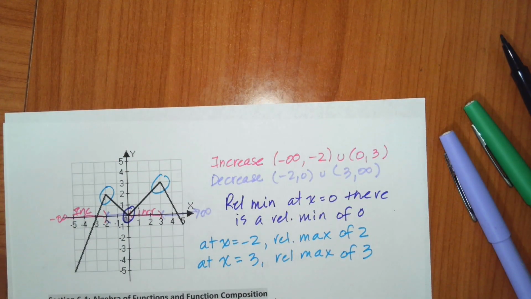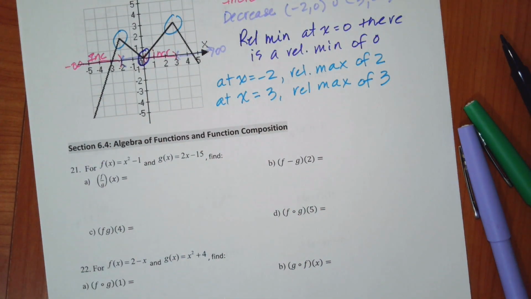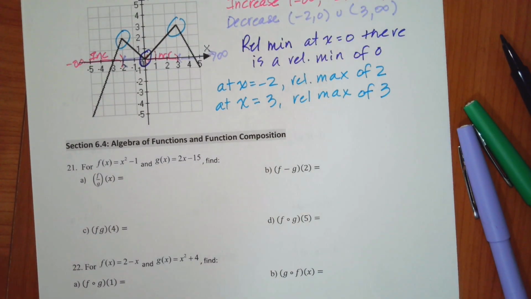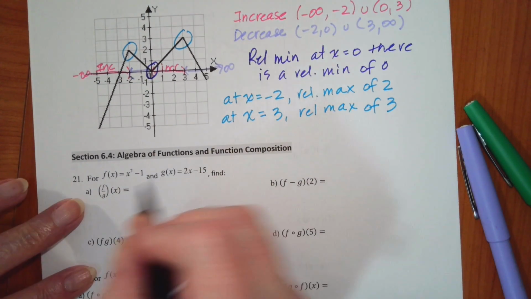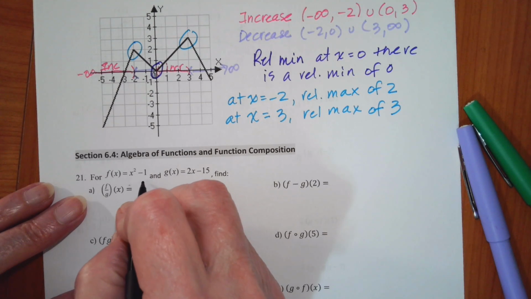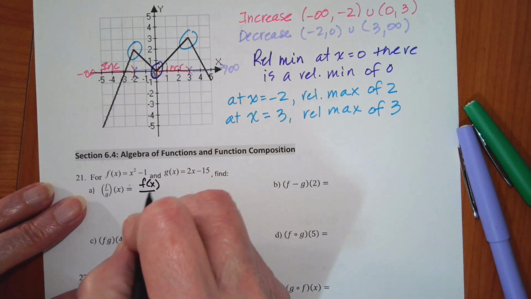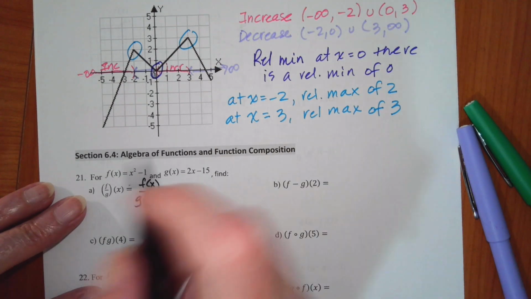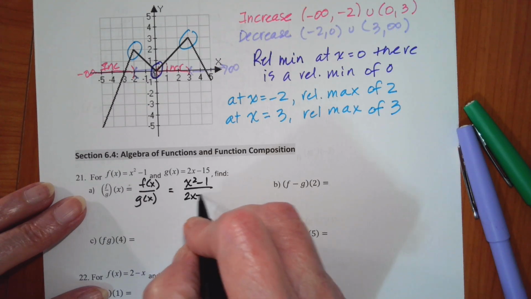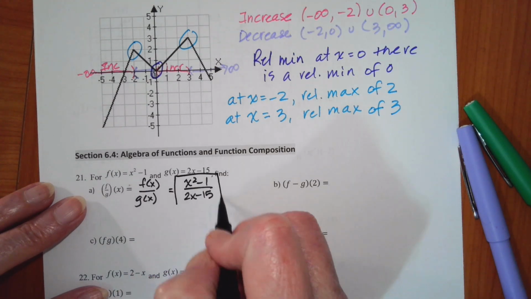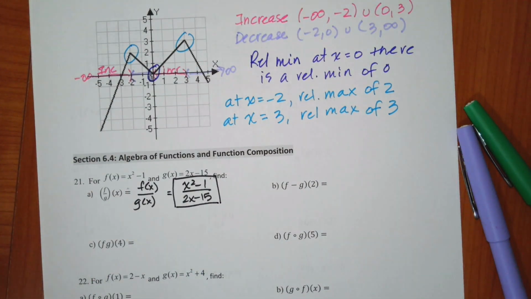Okay. Let's see how far we can get in this before I need to switch videos. All right, the algebra of functions. Okay. So you're given 2 functions here, and we want to find all of these. I'm going to try to write little so all of this will fit in here, but if I need extra pages, I will. Okay, f over g of x, of course, means f of x divided by g of x, which is x squared minus 1 over 2x minus 15. They didn't give you a specific value for x, so you're done.